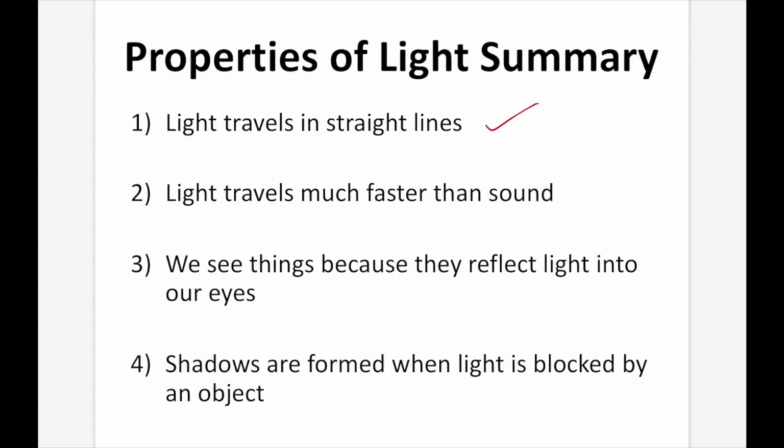Number 2, light travels much, much faster than sound. Number 3, we see things because they reflect light into our eyes. And number 4, shadows are formed when light is blocked by an object.